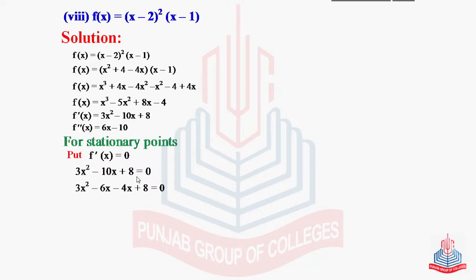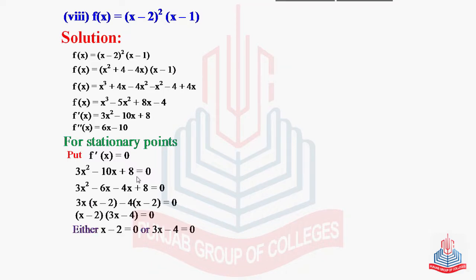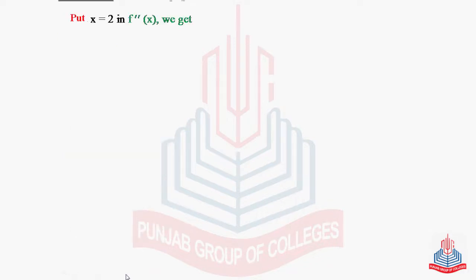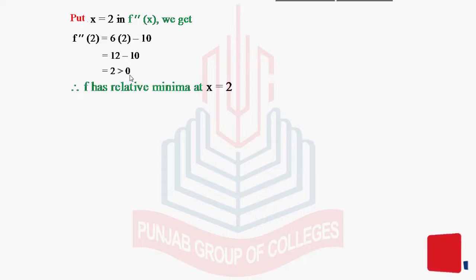Now simplifying this one to find the value of x by factorization, we have x minus 2 is equal to 0 or 3x minus 4 is equal to 0. And from here x is equal to 2 or x is equal to 4 by 3. So we have two values, x is equal to 2 and x is equal to 4 by 3. Now we put these two values in the second derivative one by one to check the extreme value. So first put x is equal to 2 in the second derivative, and that returns 2, which is greater than 0. So the given function has a relative minima value at x is equal to 2.